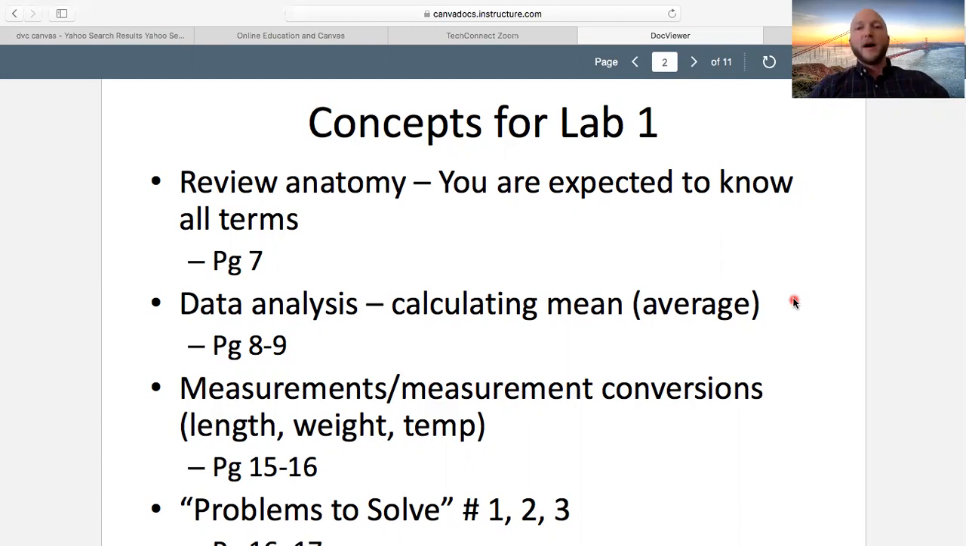Terms, about 100 anatomical things like sagittal plane, coronal plane, and actual anatomy, so that all the different bones, all the different organs. You need to know all of the anatomy on page 7. From here on out, I will assume you know all the anatomy from page 7. On page 8 and 9, there's a section called data analysis. You need to be comfortable calculating average or mean.